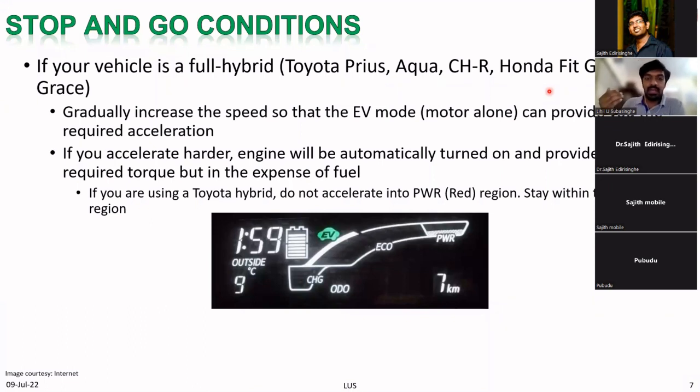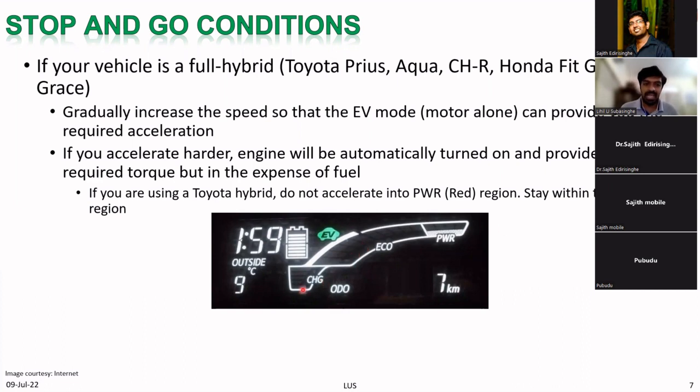Now, in stop and go conditions, if it is a hybrid vehicle, try to accelerate gradually without starting the engine during the acceleration stage. This figure is from a Toyota Aqua dashboard. It provides you some kind of an idea about how the vehicle is producing energy, or how the engine is providing you power.